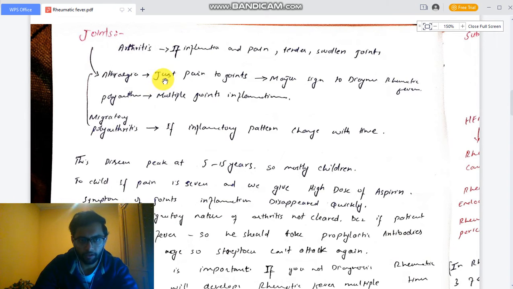What is arthralgia? Just pain in the joints, a major sign to diagnose rheumatic fever. This is the major sign to diagnose rheumatic fever while there is pain in the joints. Other is polyarthritis: multiple joint inflammation is polyarthritis. Migratory polyarthritis means the inflammatory pattern changes with time. For example, sometimes in the morning he has pain in the joint, sometimes after exercise he has pain in the joint. So this is migratory polyarthritis. So these are the basic terminology differences between the diseases of the joints.